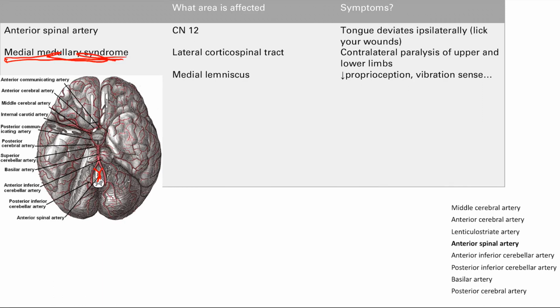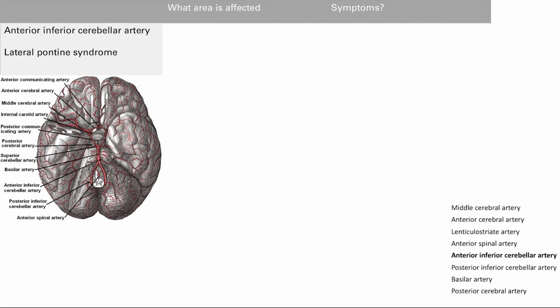Okay? So the next one is going to be the anterior inferior cerebellar artery. That is this one right here popping out. So this is going to the pons, and you can see it's more lateral. Okay, so this is a lateral pontine syndrome. So this is the pons I'm going to outline here. Okay, so this is a lateral pontine syndrome.